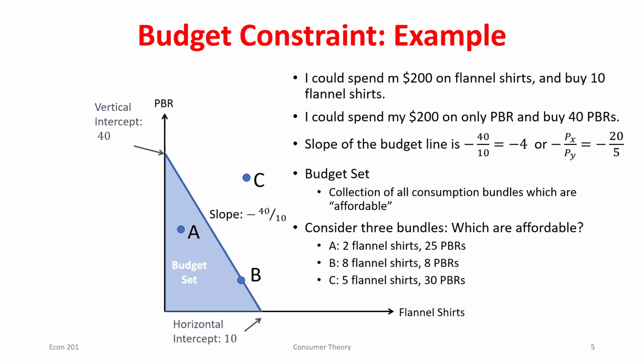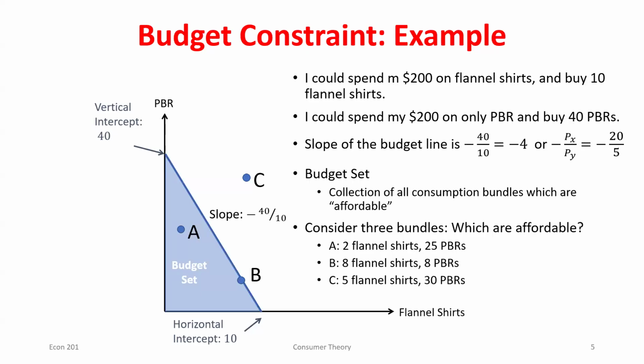Now we could prove this to ourselves by thinking about, okay, if point B was 8 and 8, why is that point on my curve? So I'll try to get rid of some stuff here so it's a little cleaner to look at. But we had this example before where we were thinking about flannel shirts and PBR, and our two intercepts were 40 and 10. All right, so we're starting out with a clean slate. That point B, we were saying was 8 and 8.